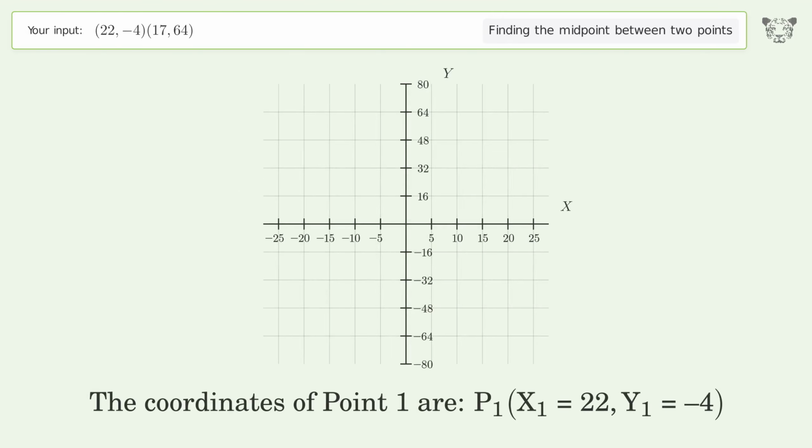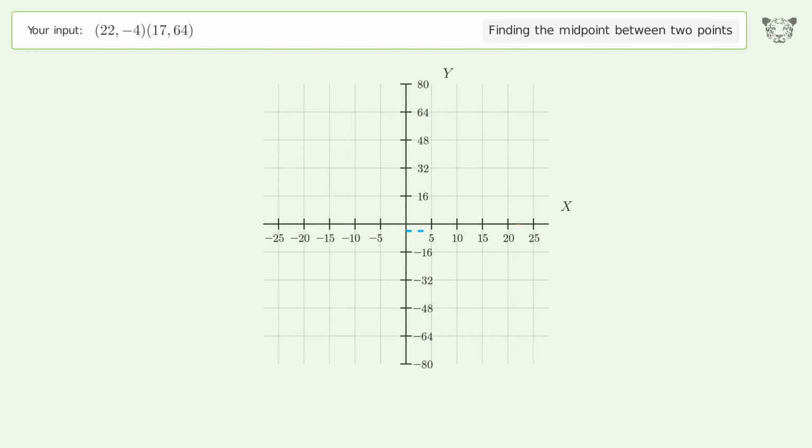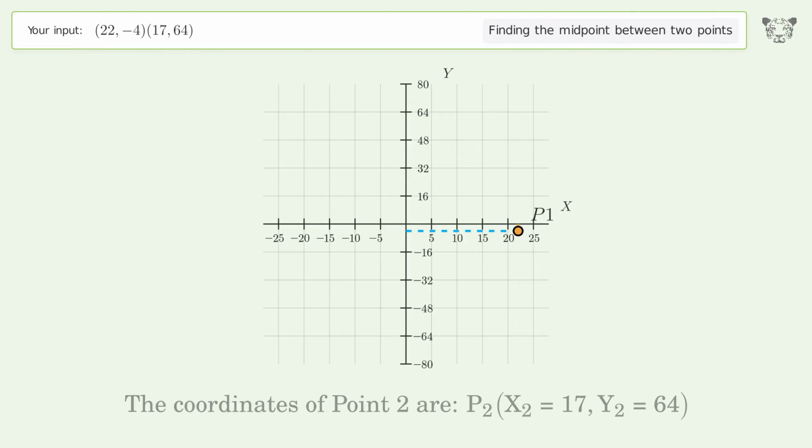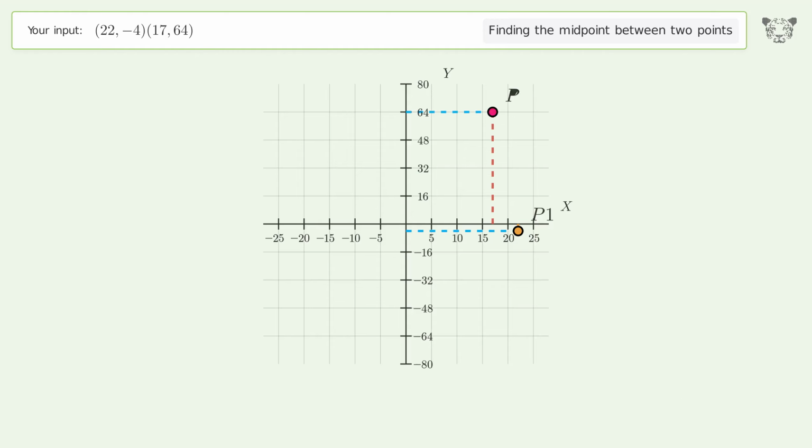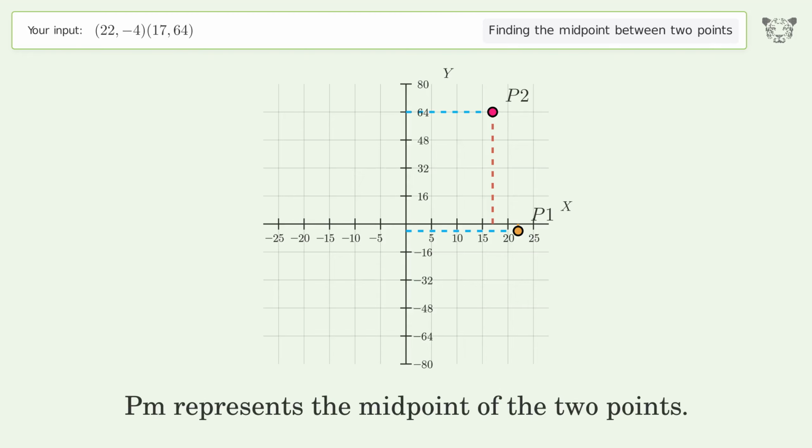The coordinates of point 1 are, x1 equals 22, y1 equals -4. The coordinates of point 2 are, x2 equals 17, y2 equals 64. PM represents the midpoint of the 2 points.